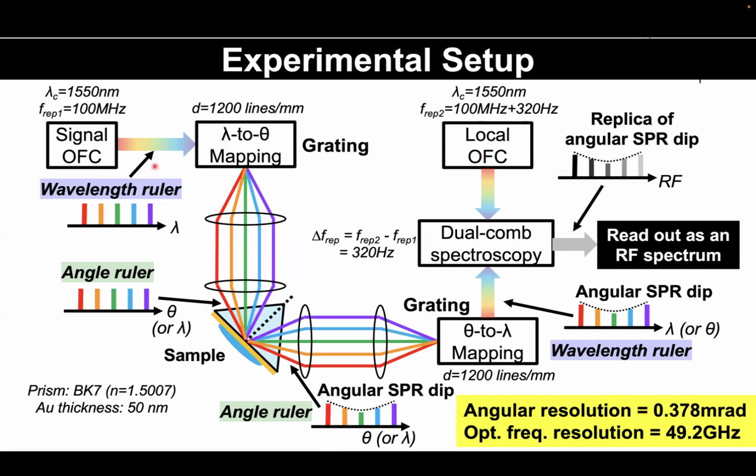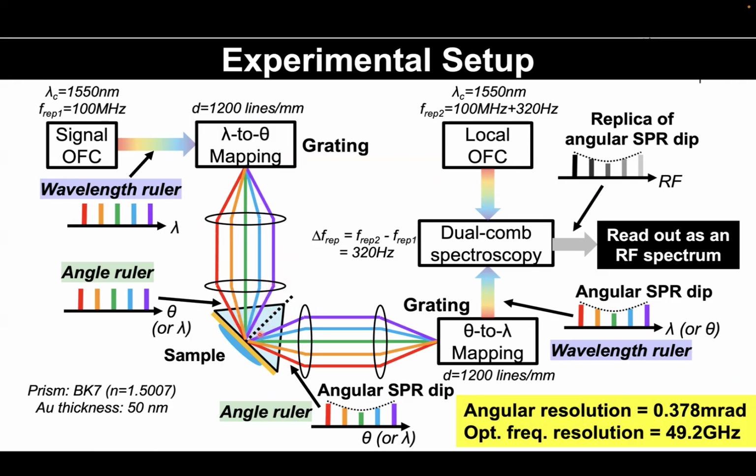The frequency spacing, or f-rep, of both OFCs is around 100 megahertz, and the frequency difference between them, or delta f-rep, was set to be 320 hertz. The signal OFC is incident onto a grating for the lambda to theta mapping. With a combination of the grating and a relay lens system, each OFC mode is incident onto the glass prism at a different angle, simultaneously, like here.